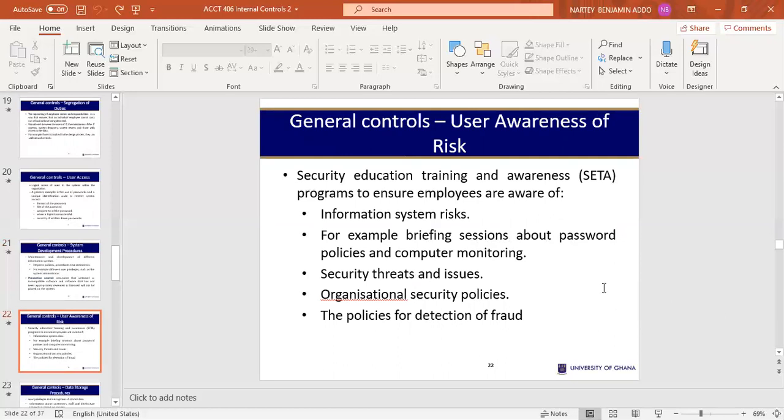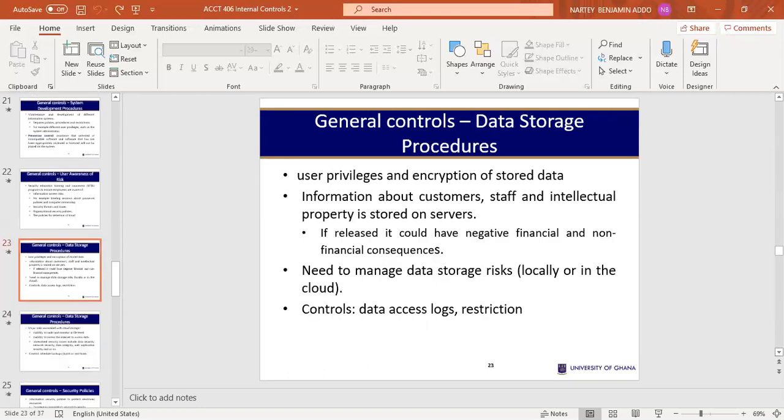And then users must be aware of risk, information system risk. What are some of the risks in the information system? So it's about fraud, people who can fraudulently operate. Example, briefing sessions about password policies and computer monitoring. You see, you need to brief your users on security threats and issues, organizational security policies, and so on. So one of the controls is that you should make your users aware of risk in the system. So what are the policies for detection of fraud?